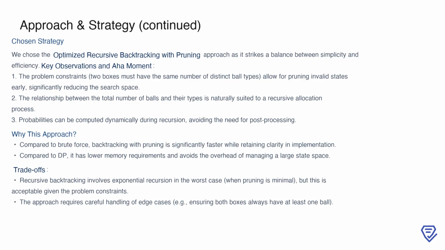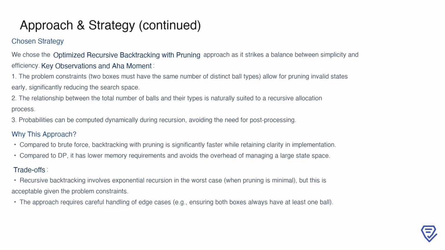Given the options, we ultimately selected the optimized recursive backtracking approach with pruning as our strategy because it offers the best balance between simplicity and efficiency. A few key observations led us to this decision. First, the problem constraint that both boxes must have the same number of distinct ball types naturally allows us to prune invalid states early, significantly reducing the search space. Second, the relationship between the total number of balls and their types aligns well with a recursive allocation process, making recursion a natural fit for the problem. Finally, probabilities can be dynamically computed during the recursion process, eliminating the need for post-processing and further streamlining the implementation.